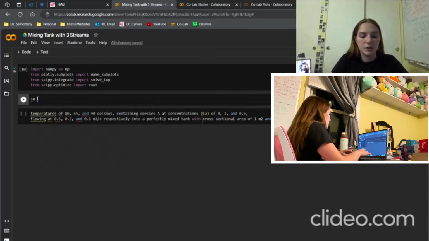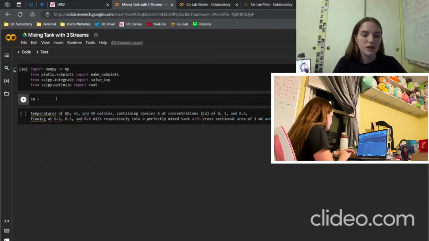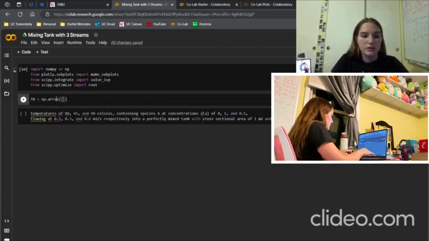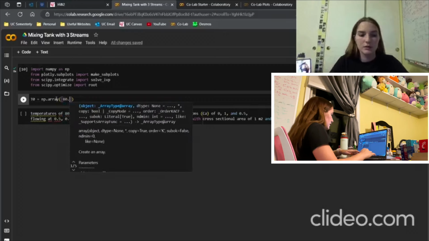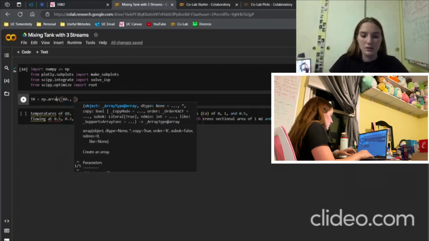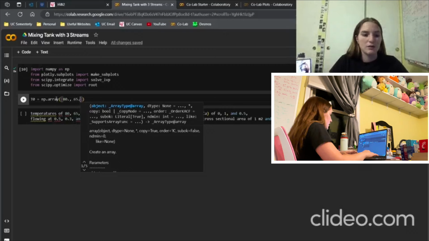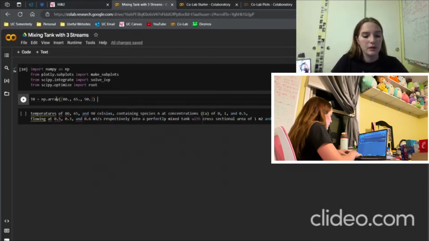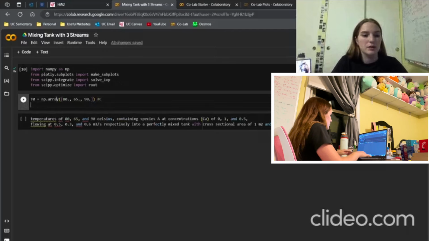We're going to start with our temperature, and we're going to do T0 since it's our initial values for the system. Our T0 needs to be numpy.array since we have 3 values, so we need to put these in an array. So it's 80, 65, and 90, and the units of this are degrees Celsius.